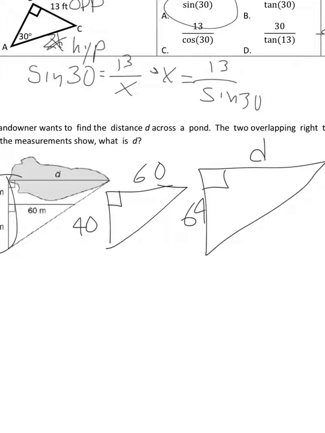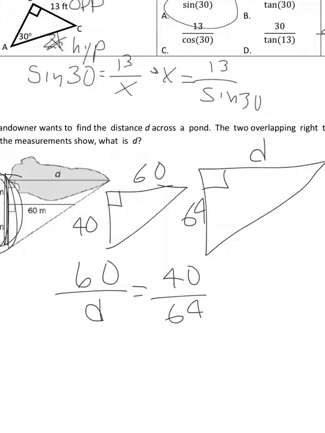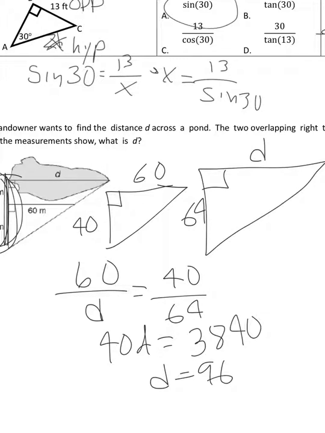Now, with those two, you can set up this proportion now because now it's ready to go. But that's my point, when you look at the side here, you have to add these for the big one. So now, if you look at it like this, you can do something like 60 over D equals 40 over 64. Cross multiply. 40D equals 60 times 64, which is 3,840. Divide by 40, and that's 96.